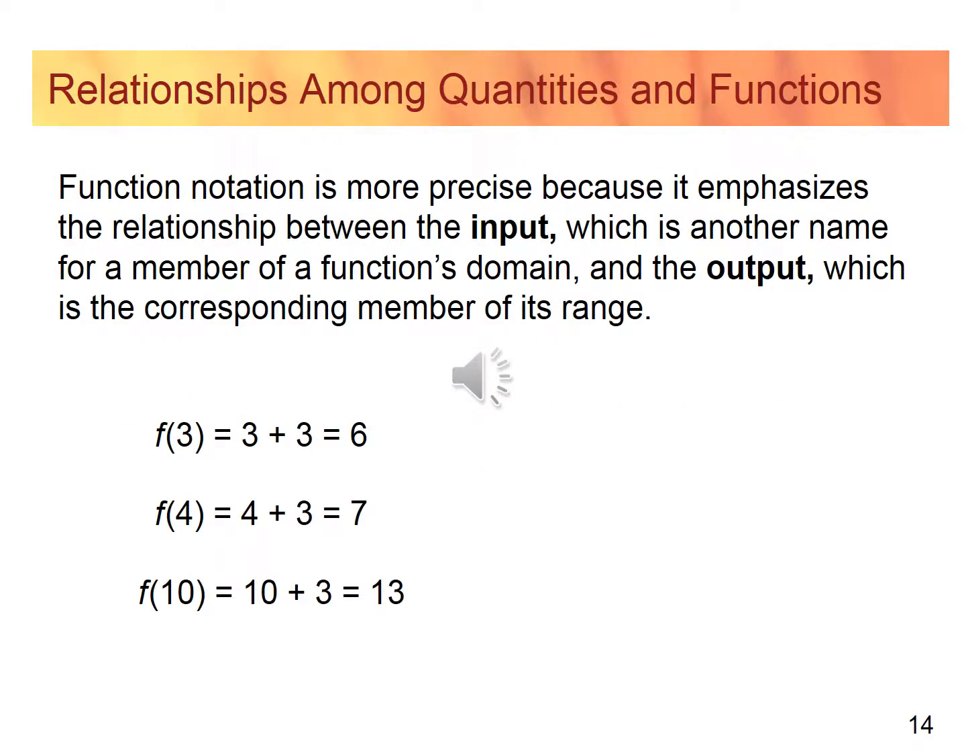Function notation is more precise because it really tells you exactly what's happening. And you can see here an example of that. If we use that previous description where we're adding 3 in that function, and we're placing in values of 3, 4, and 10, and getting out values of 6, 7, and 13, it really shows you what's happening.